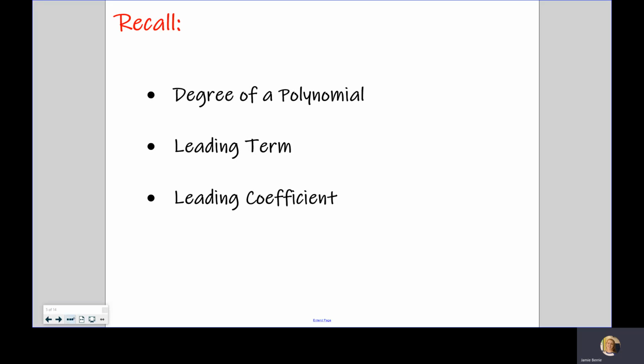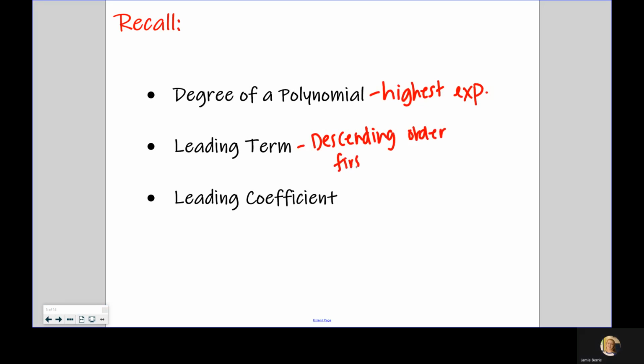So recall that the degree of a polynomial is the highest exponent. The leading term is, after you write the polynomial in descending order, the first term. And then the leading coefficient is the coefficient on the first term after you've written it in descending order.